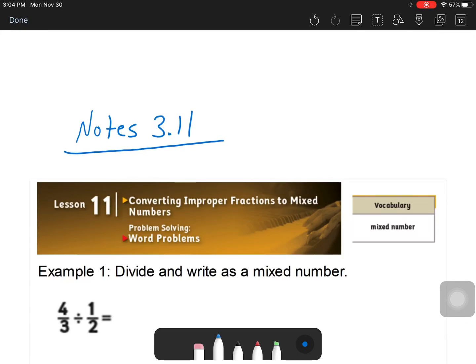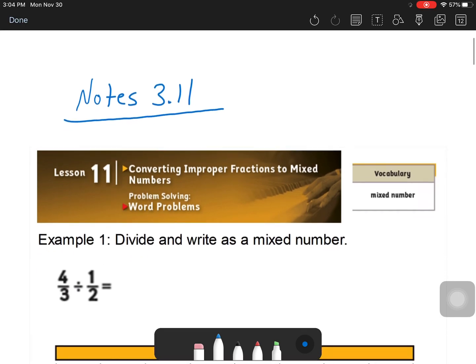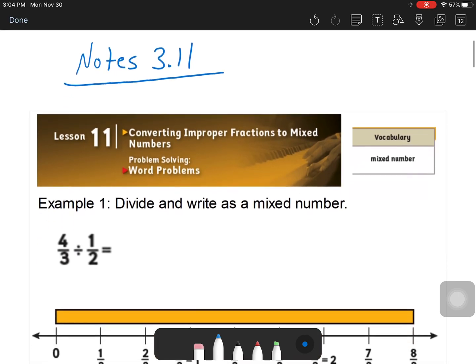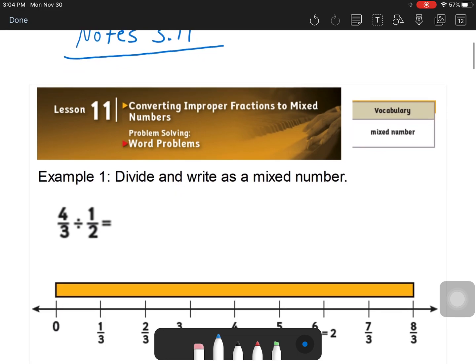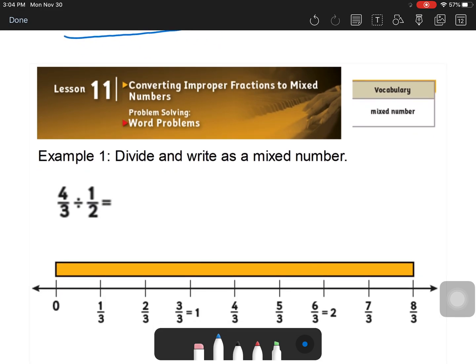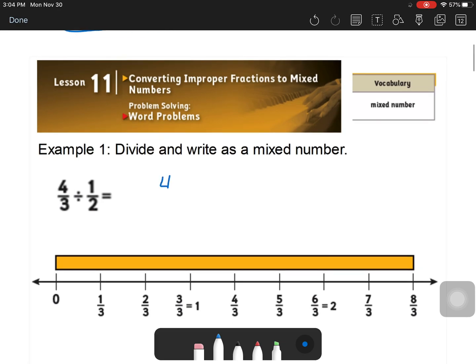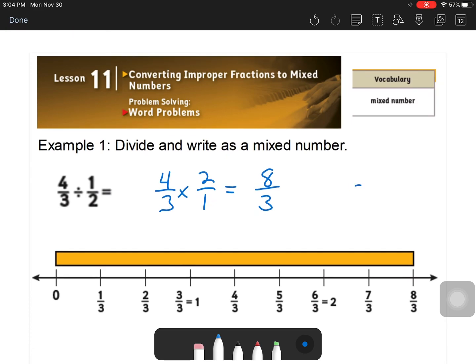We're going to do the notes for section 3.11, and this section is going to focus on converting improper fractions into mixed numbers and also just reviewing the division of fractions process. So we're going to divide and write this as a mixed number. So I've got 4/3 divided by 1/2, which really means 4/3 times 2/1, and now we multiply across and we get 8/3. Now the process for writing as a mixed number, it's going to involve long division.